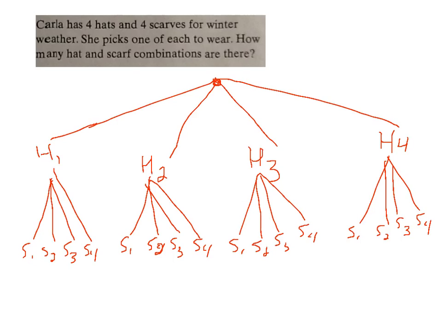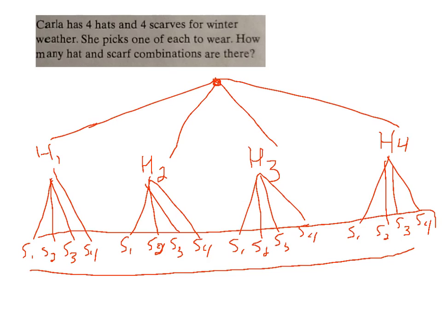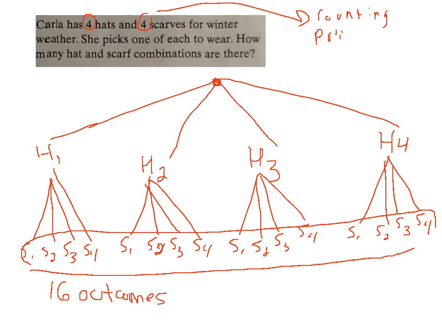So then what you can do is just look at the bottom layer of the tree diagram. So here, how many possible things are there? We've got 1, 2, 3, 4, 5, 6, 7, 8, 9, 10, 11, 12, 13, 14, 15. There's 16 total outcomes, combinations. A shortcut, the counting principle, would be since you've got 4 hats and 4 scarves, so the counting principle would just be to multiply those together. So you got 4 times 4, which equals 16.